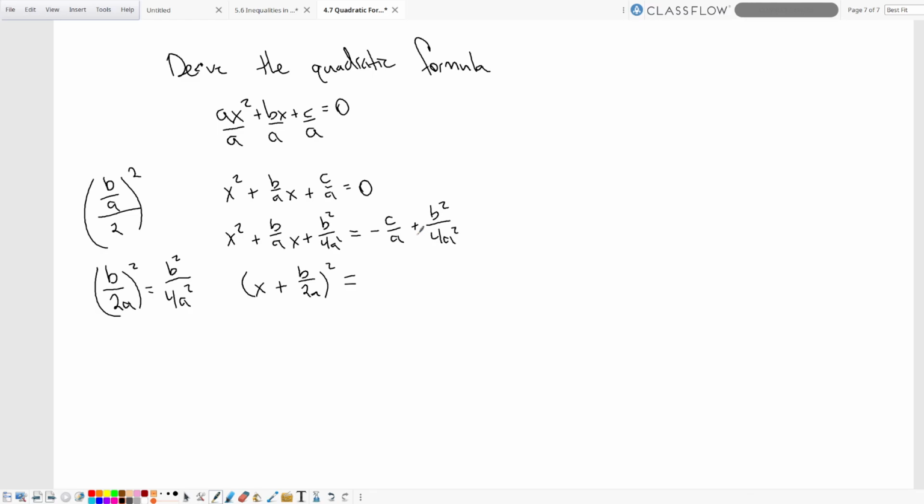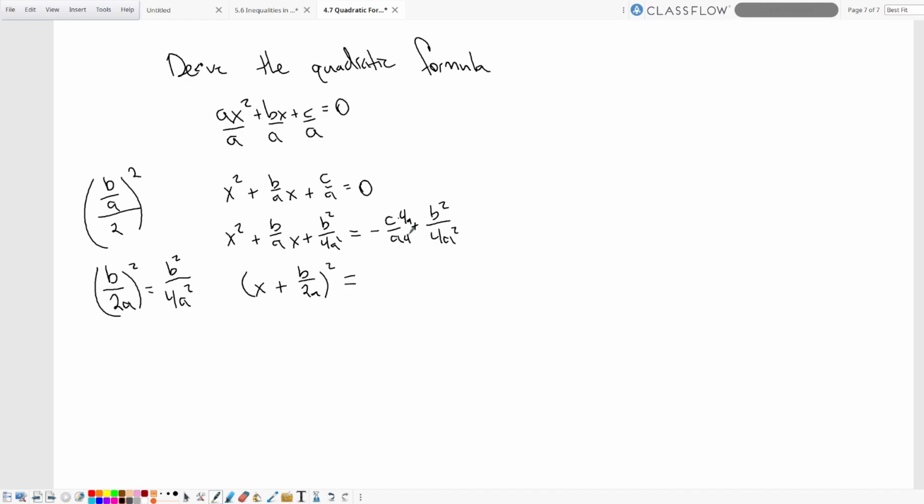and in this step I'm going to get a common denominator on the right side, just so when I end up having to take the square root, I'll have a numerator and a denominator all in one. So to get a common denominator, I need the negative c over a to have 4a squared. That means I need to multiply the top and bottom of this by 4a.